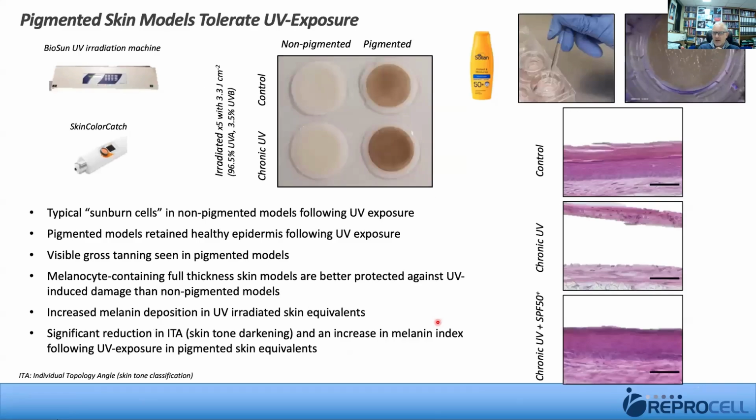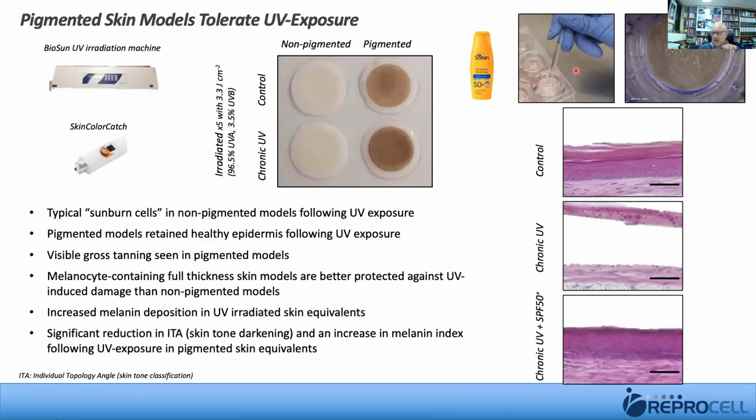So skin lightening is achievable, as is skin darkening, and we can do that using UV light. In this case, we've got here the UV irradiation machine, the BioSun. This is the skin color catch, the device which is used to measure the ITA and melanin index. So that's the device used in the clinic, and that's compatible with these pigmented human skin equivalents.